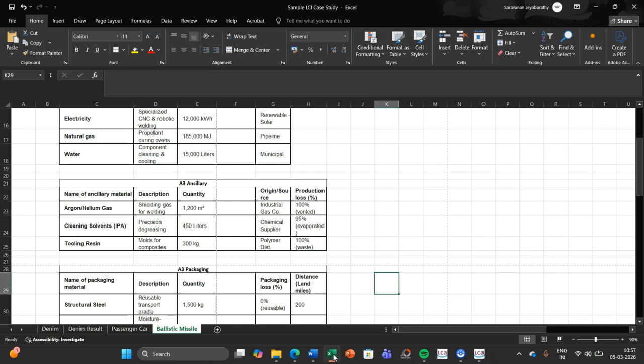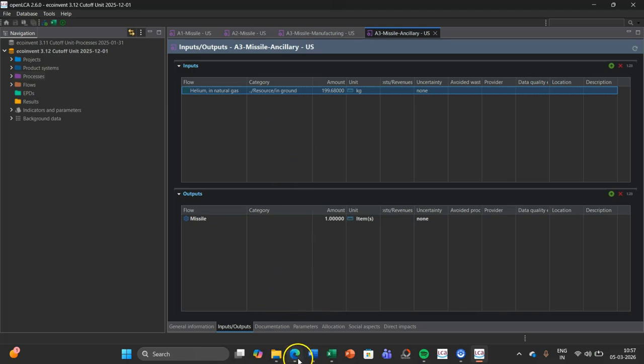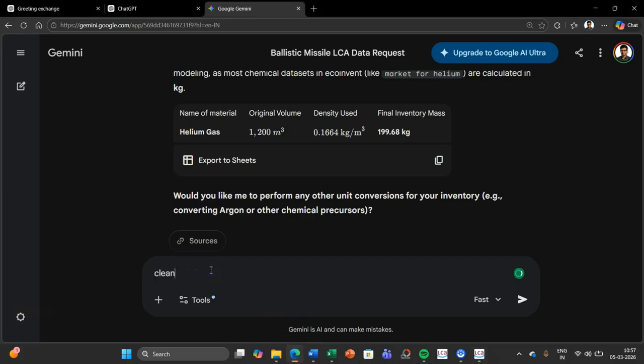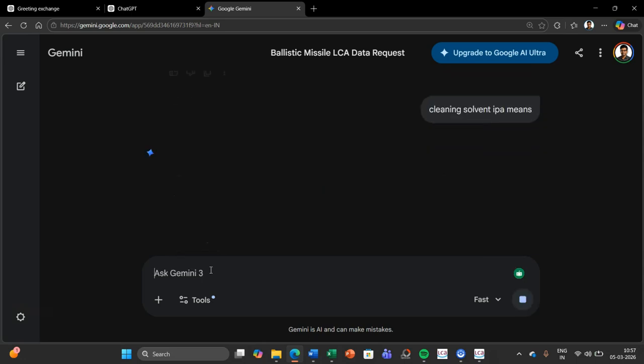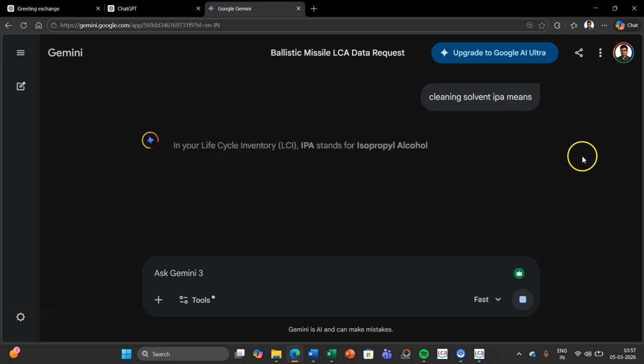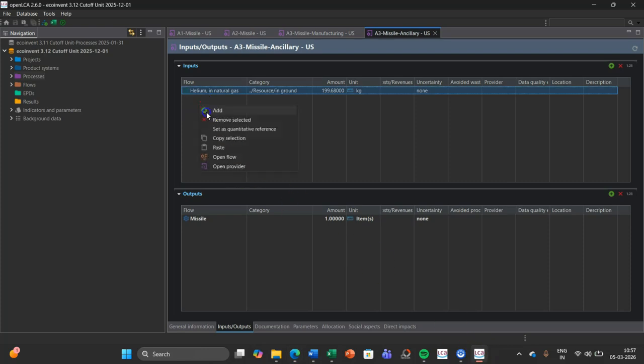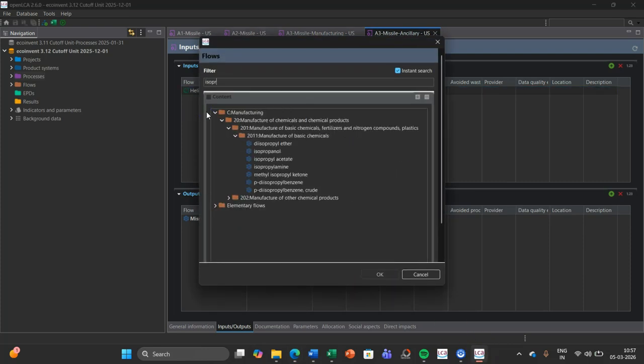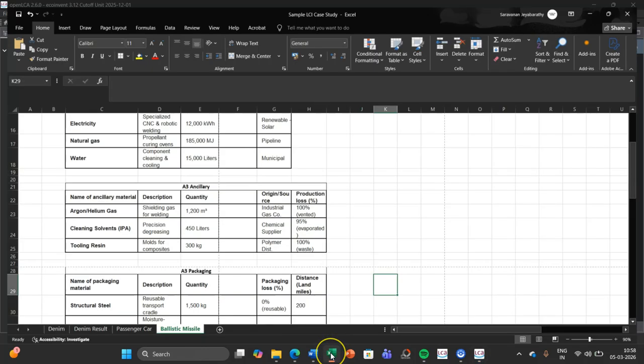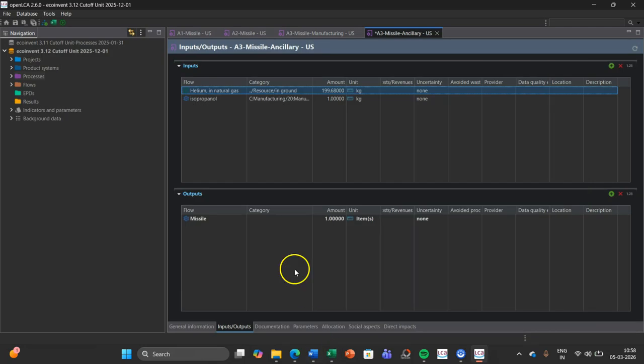Cleaning solvent, IPA. What is that IPA? Cleaning solvent. Okay, IPA means isopropanol or 2-propanol. Let's look for isopropanol. Propanol. Yes, it is there. Okay, nice. What's the value? 450 liters.